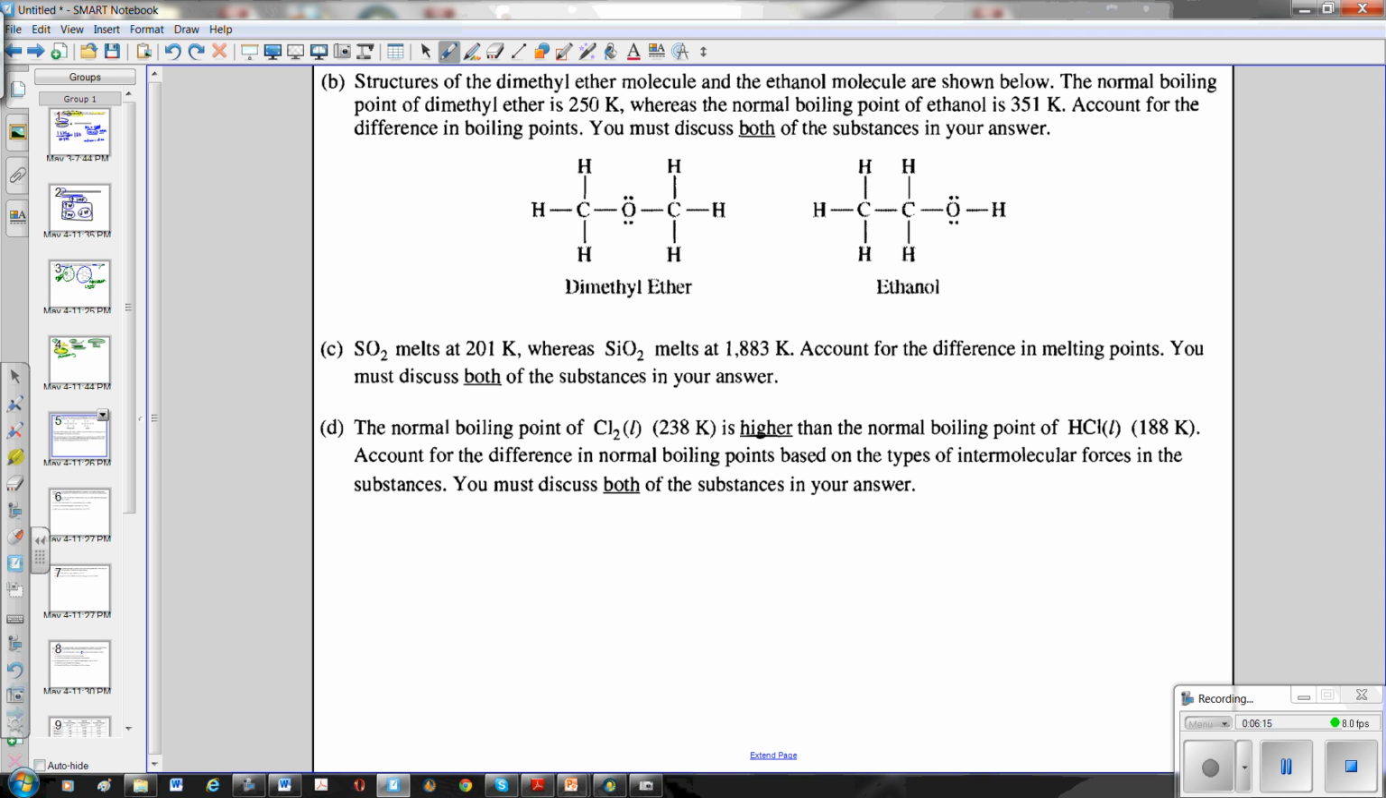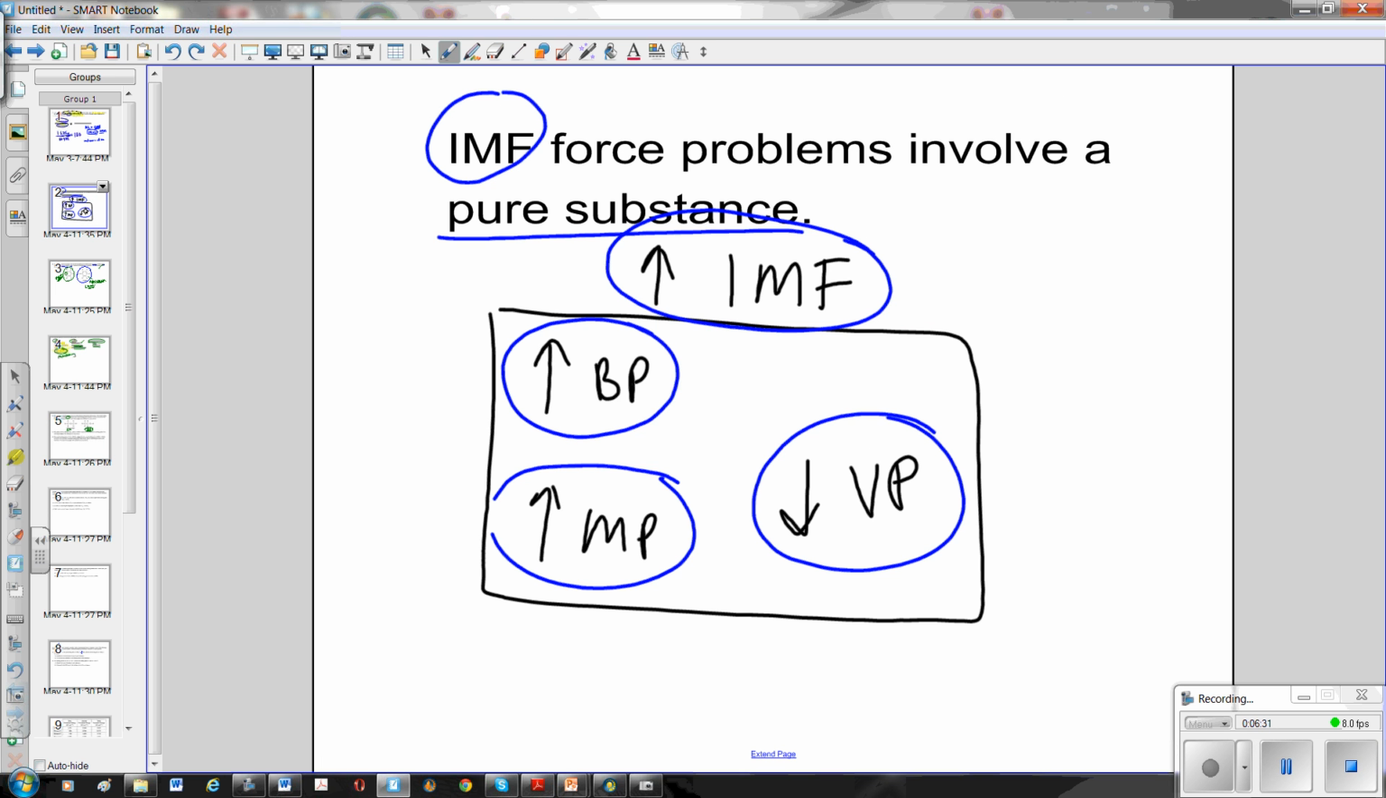Look right here. They show you two molecules. The normal boiling point of the ether is 250. The normal boiling point of this one, they say, is 351. This one is stickier. Why? It has a higher boiling point. It goes back to the idea: something that has a higher boiling point automatically has higher intermolecular forces.